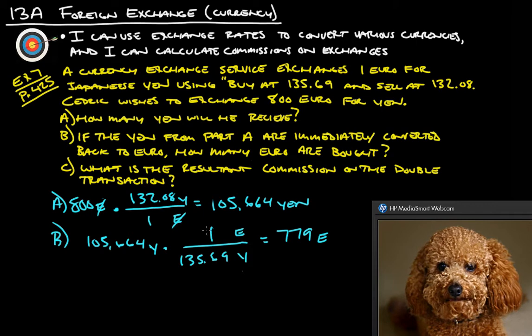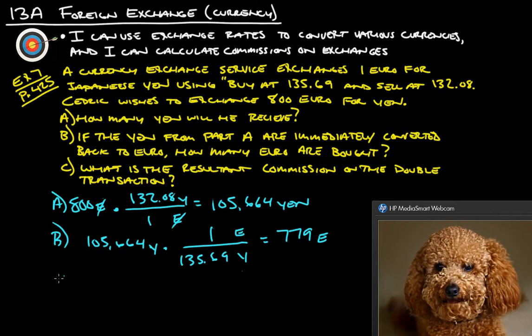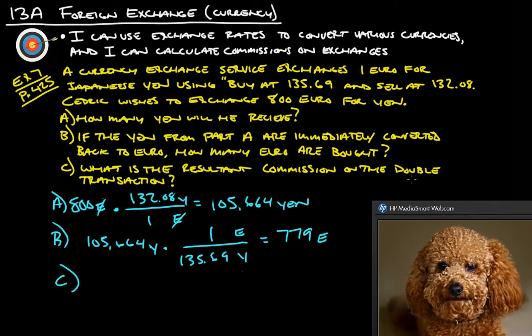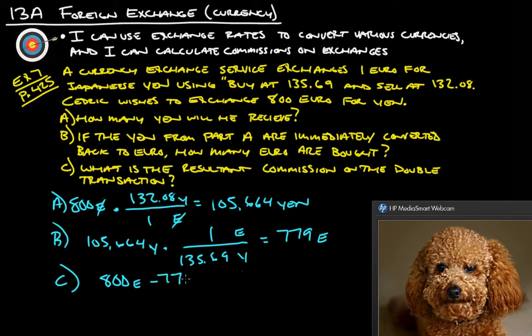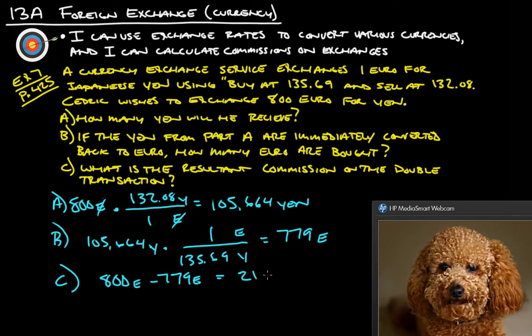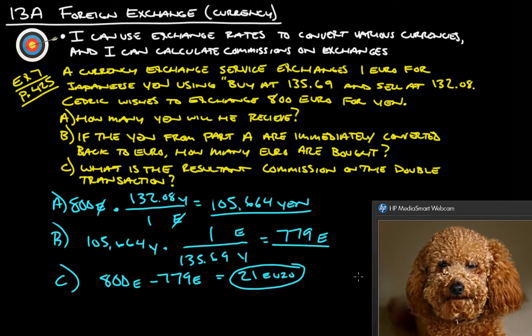How many euro has he bought? And then part C is what is the resultant commission on the double transaction. So he started with 800 euro and now has 779 euro, which gives a transaction cost of 21 euro is what he paid in those two transactions. All right. Okay. That's it for 13A.